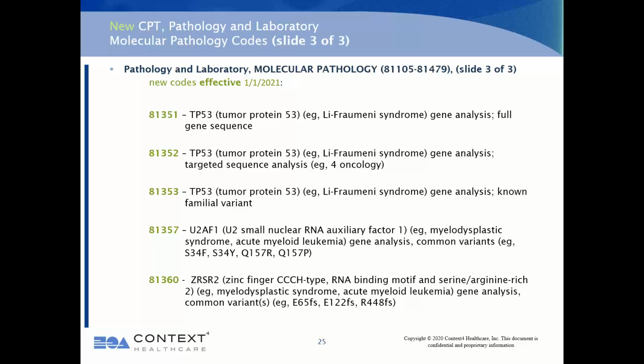81351 is for a test of the full gene sequence, and the other 2 for more selective testing. New code 81357 is an analysis of common variants in a gene that codes for U2 small nuclear RNA auxiliary factor 1, which is found in myelodysplastic syndromes that can progress to acute myeloid leukemia. 81360: the ZRSR2 gene encodes an essential splicing factor, which is required for pre-mRNA splicing and may play a role in network interactions during spliceosomal assembly.